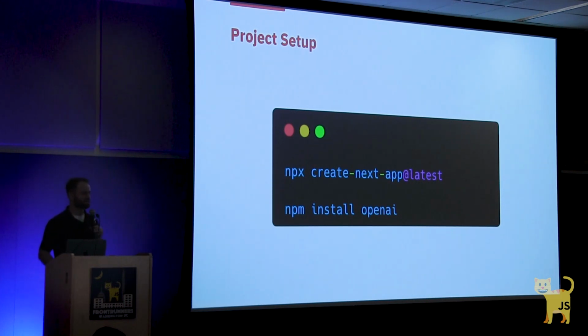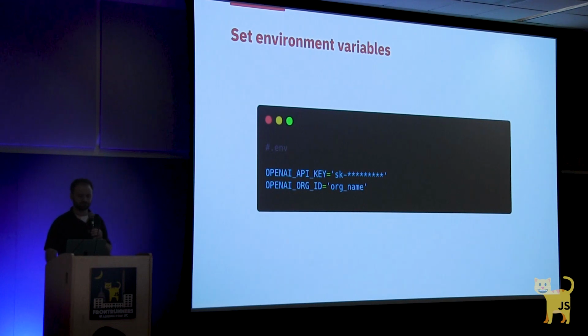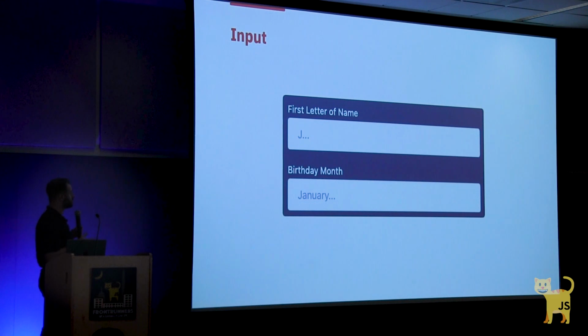We're using OpenAI, so let's install it. We then had those environment variables that we saved off. Let's create a .env file and throw them in there so that we can integrate with ChatGPT. The next thing we need to do is create our two inputs, the first letter of our name and birthday month.